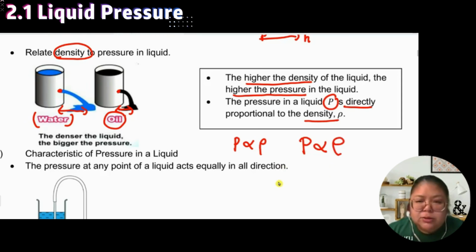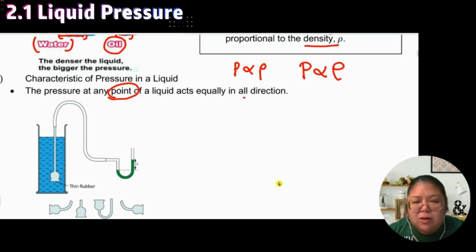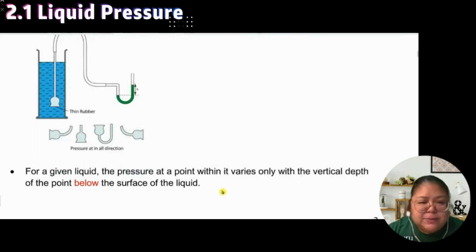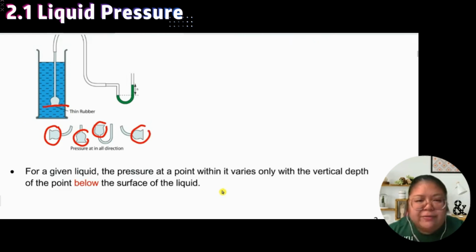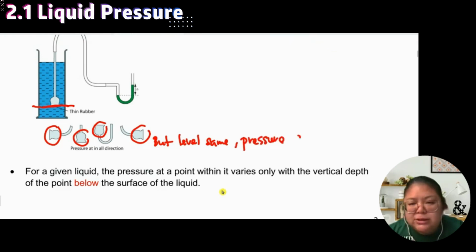The second factor is that liquid acts equally in all directions. From here you can see the twisted funnel. When you put it at this part, in this shape, going up or to the left, if the level is the same, the pressure is the same. So the pressure in any direction is the same if the level is the same. I don't care what your shape is. The liquid at the bottom does not change and the level is the same, so your pressure must be the same.